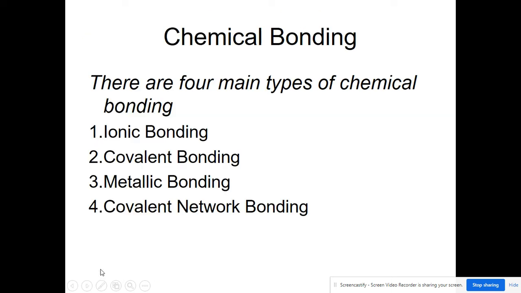So there's 4 main types of bonding, and we're going to be focusing on ionic bonding today, but the next unit we'll be working on is covalent bonding. In this unit, we will also work on metallic bonding, and you'll see covalent network bonding in the next unit.